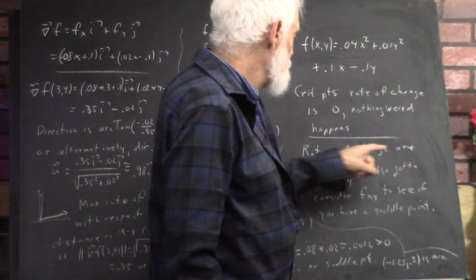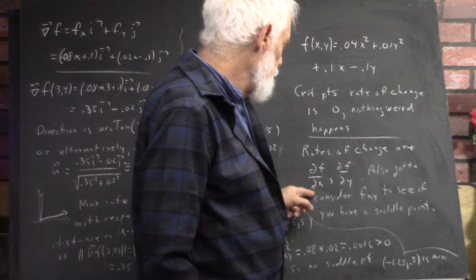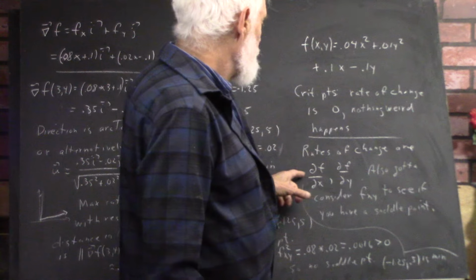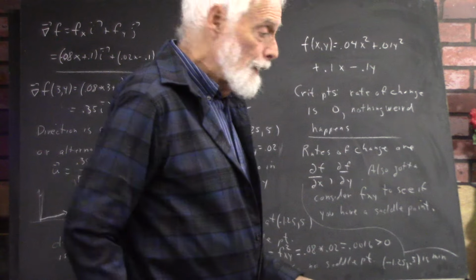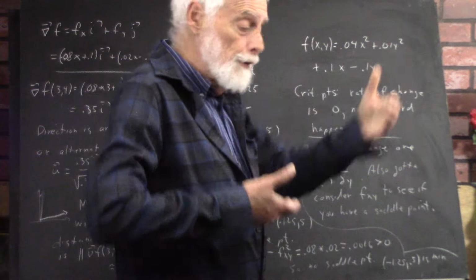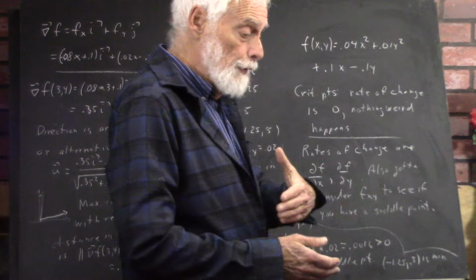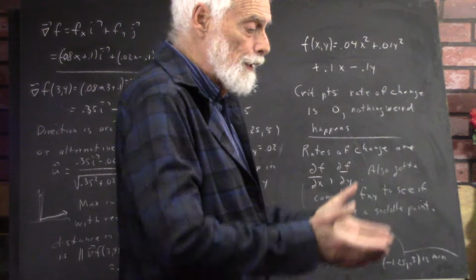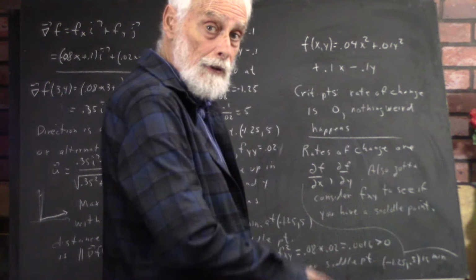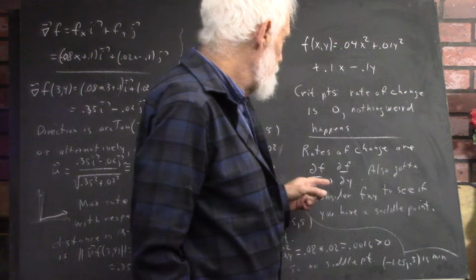Okay, the rates of change in the directions of the coordinate axes are easy to calculate. Partial derivative of f with respect to x and partial derivative of f with respect to y. Now, if these are both 0, and the function is concave up in both of these directions, then you expect there's a good chance that you have a minimum here. Although it's possible that if you go in the 45-degree direction, the function's concave up in the x direction, concave up in the y direction, but at 45 degrees, it's concave down. There's a saddle point.